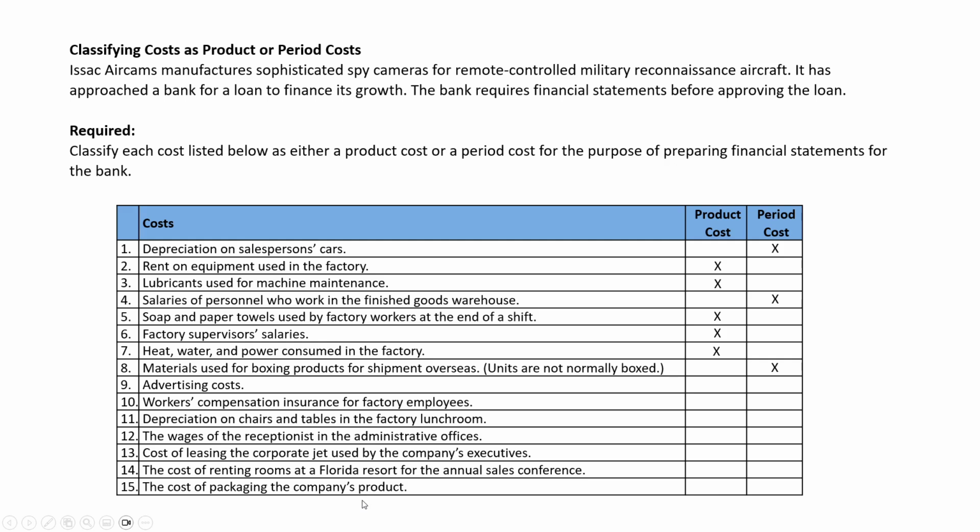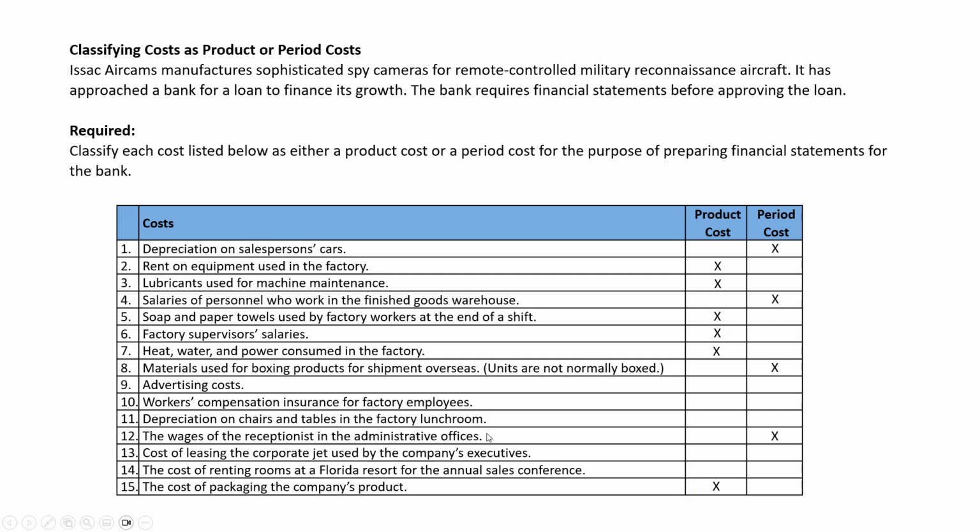But if I shift down to 15, which I've identified as the cost of packaging the company's product, and the assumption is that's the normal packaging, whether it's shrink wrap, a box, or whatever it happens, and we slap that on before it rolls off the manufacturing line. That would be a product or manufacturing cost. In particular, that would be an example of direct materials. I want to look at one last one.